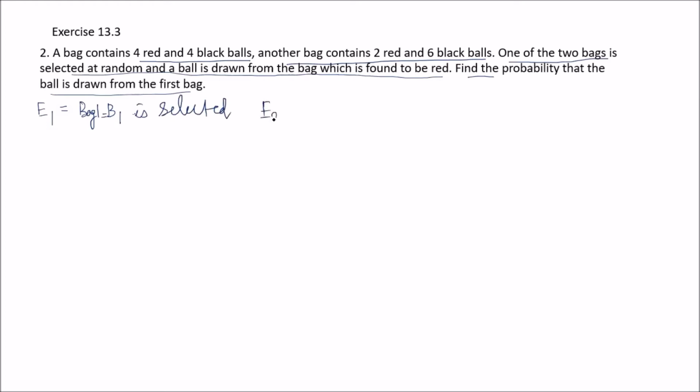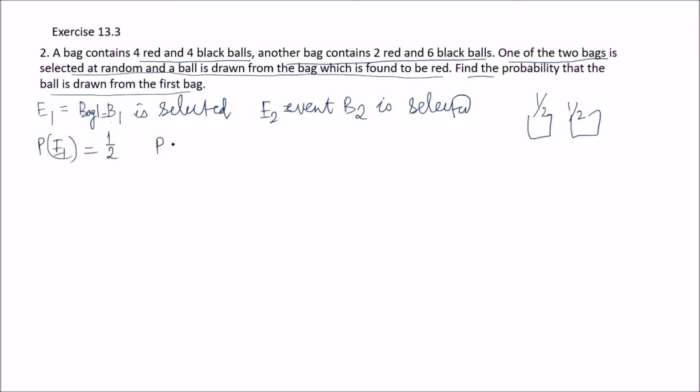Similarly, E2 is the event that bag 2 is selected. So there are two bags, and one of them is selected. That means the probability will be half, half. So the probability of E1 is equal to half, and the probability of E2 is also half. If there were 3 bags, then it would be 1 by 3, 1 by 3, 1 by 3.